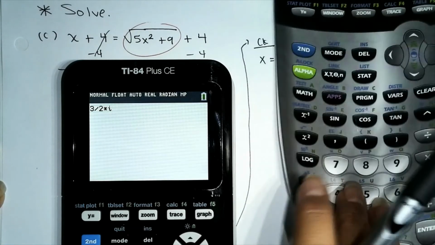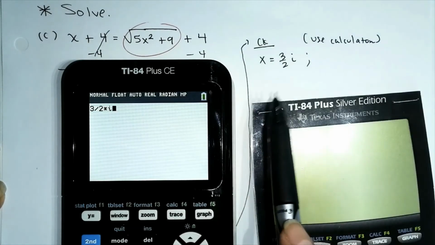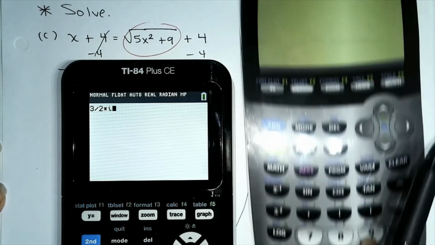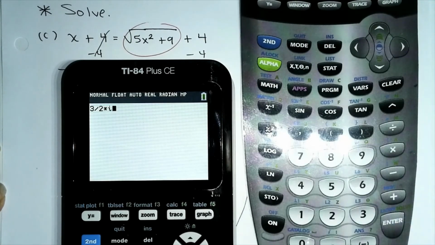Cool. What are we storing? Is it just that? So yeah, x equals 3/2 i. So we have 3/2 times i, and then we're going to store it as x.